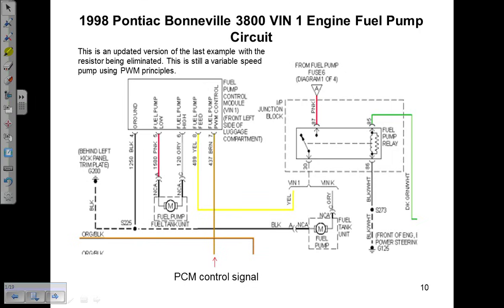So now what they did in the later model, same car, it's an updated version. They still use a variable speed pump, but now we're doing it with a pulse width modulation control module. Instead of using a resistor to drop the voltage to it, you see this fuel pump control module is controlling the pump power and ground right here. And now it's pulse width modulated, duty cycle controlled, and we'll pulse the motor on and off to control the speed. You have to be aware of this kind of thing when it comes to no or low fuel pressure. Different circuit design.